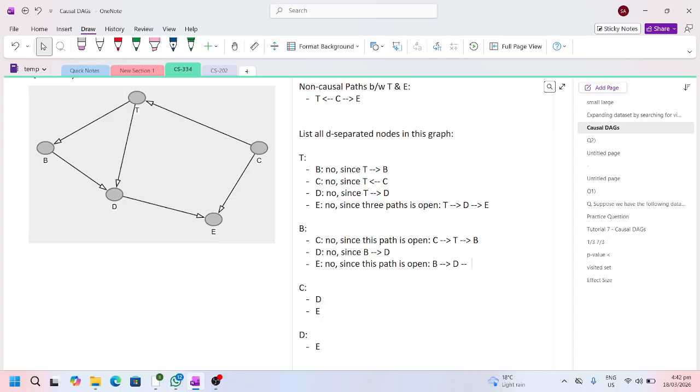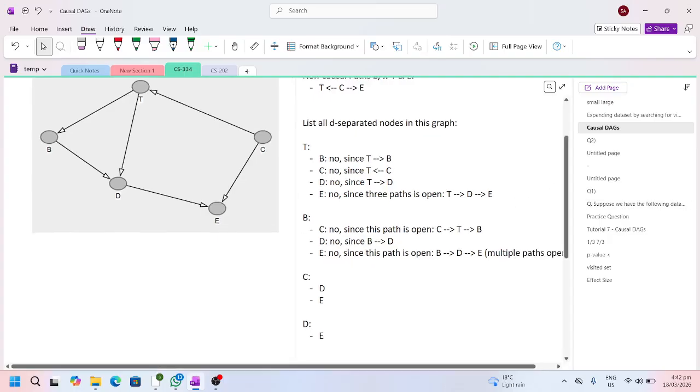One more path is also open in fact. Actually from B to E, multiple open paths are formed, but this one is B, T, D, E, because T is just a fork, right? And a fork keeps the path open. Similarly, if I go B, T, C, E, that path is also open because C is a fork. So I'm just gonna write this down. We're not gonna state each of those paths.